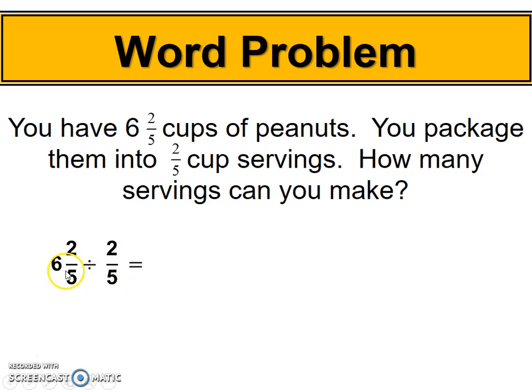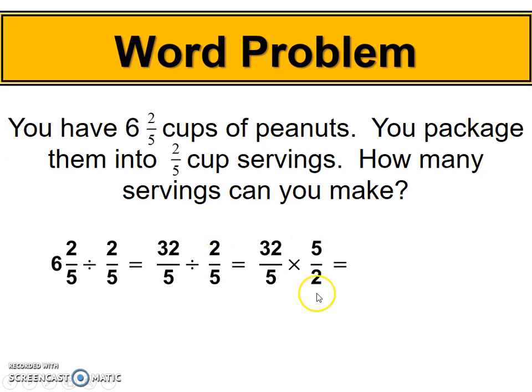Okay, so we have a mixed number. Let's start by making it improper. So 6 2/5 becomes 32/5. We're going to divide that still by 2/5. And now that it's set up with no mixed numbers, I can rewrite it. So we're going to make this 32/5. So keep, change it to multiplication, and then change it to 5/2. Okay, I'm going to give you guys a minute to work out what you think your final answer is going to be.